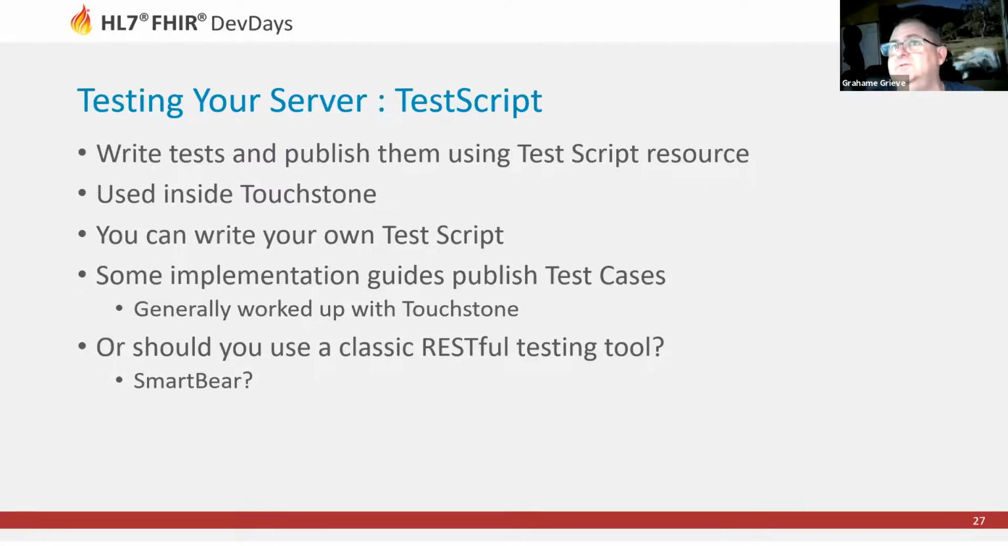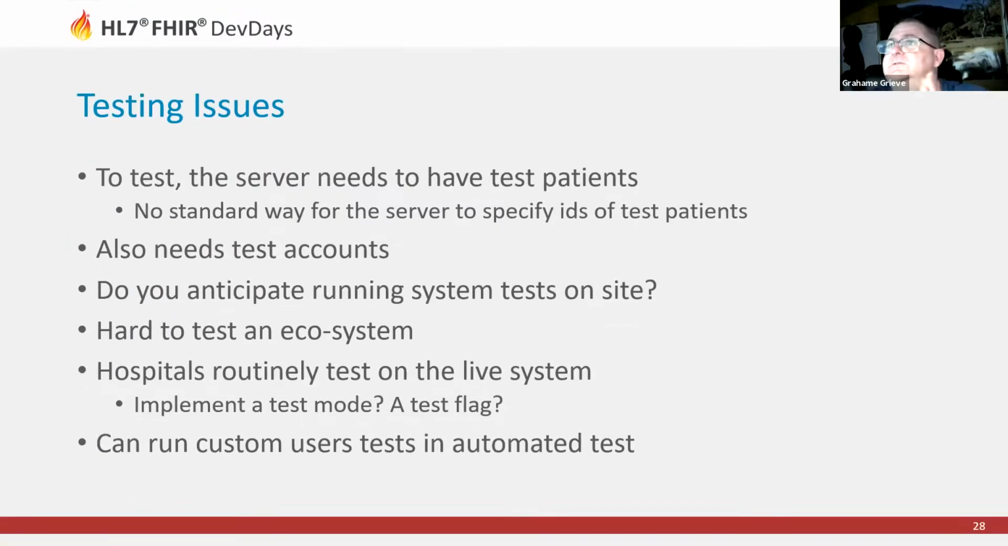Now, in terms of testing issues, in order to test, the server has to have standard specified IDs for test patients that have data that conforms to particular scenarios or implementation guides. And we haven't got a standard way for the server to specify those IDs. So they're kind of done with a text file, or you get it by word of mouth or out of a spreadsheet somewhere. I've always thought we should solve that problem, but we haven't got around to it. And you need test accounts, of course.